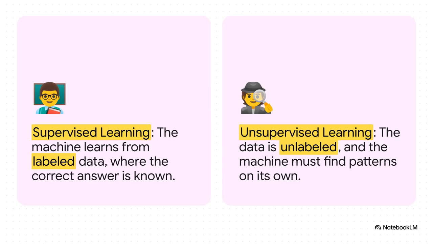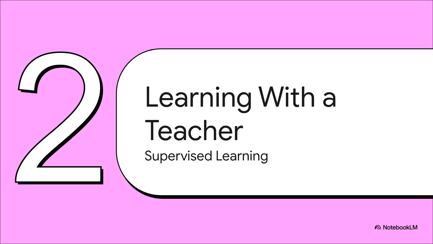And you know what? The core difference is actually pretty simple. With supervised learning, we give the machine examples that are already labeled, which just means the correct answer is already there. It's kind of like studying with an answer key. With unsupervised learning, the data has no labels. We just dump a whole bunch of information in front of the machine and basically say, go figure it out. Find some patterns.